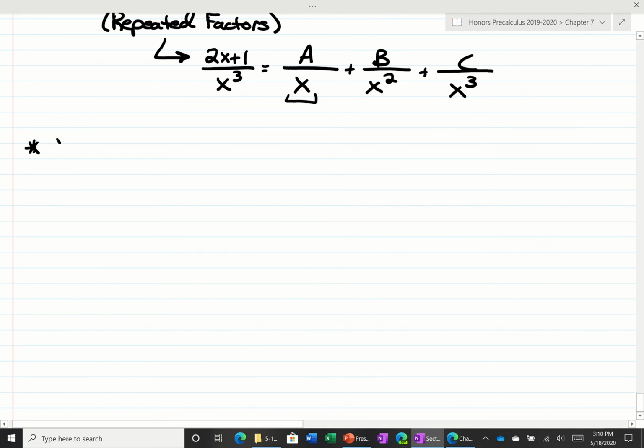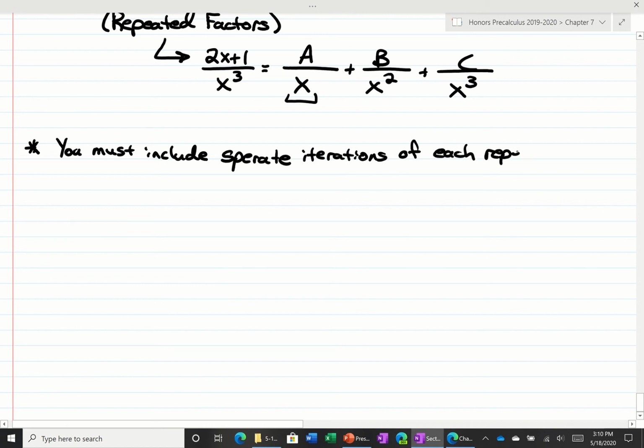Just to write out what I just said, you must include separate iterations of each repeated factor. When we talk about iterations, that's like x to the first, x to the second, and x to the third. That's what an iteration means.